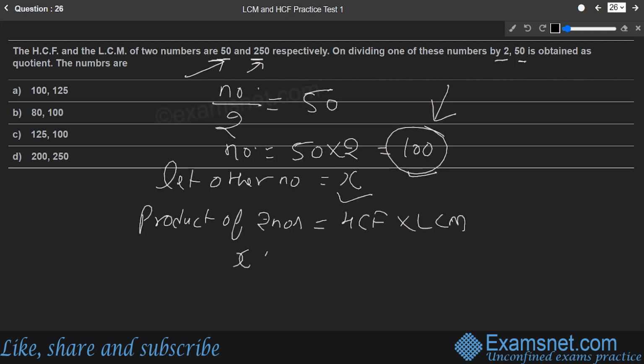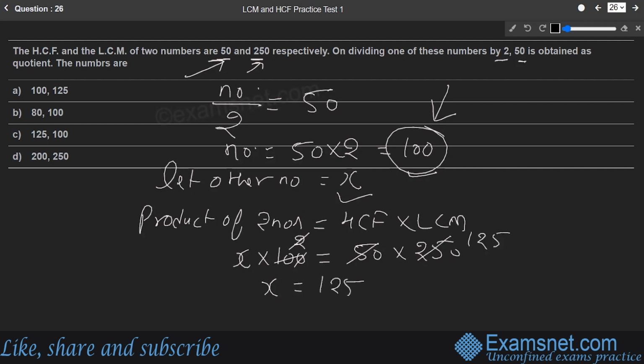So we have numbers as x and 100. Their product will be equal to product of their HCF, that is 50, into LCM, that is 250. So we need to solve the equation for x. We can solve it like this. We can cut down these numbers. 50 can cut the complete 100 by 2. This 2 can cut this 250 by 125. So x comes out to be 125.